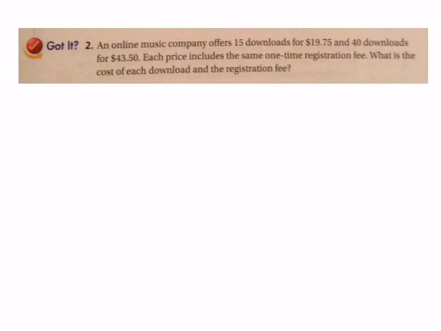Okay, so an online music company offers 15 downloads for a certain price, 40 downloads for a different price, and then that price includes the same one-time registration fee. Okay, we need the cost of the download and the registration fee. Okay, so let's use D for download, or if you want X and Y, that works too. All right, or really any variable that you like. And registration fee, I'll do an F again.